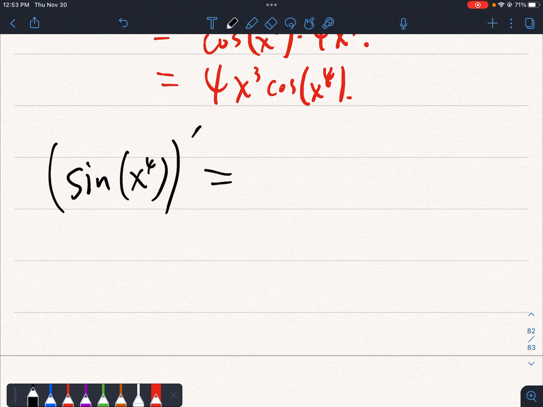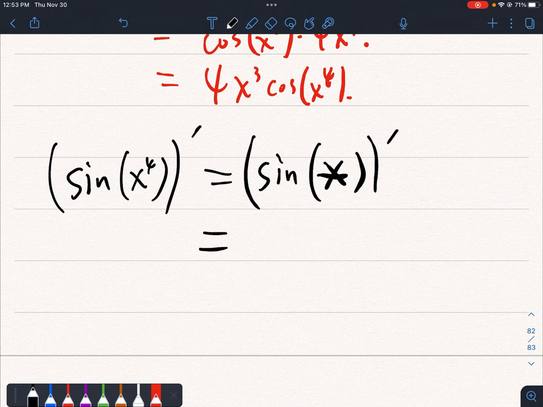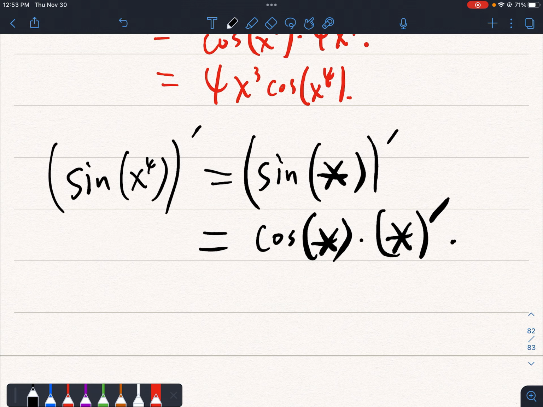So if you want to find the derivative of sine of x to the fourth, you first consider this as sine of something. So let's write this as sine of something, and then take the derivative. Then you first think about this something as a variable, and then take the derivative with respect to the star. So then this will give you cos of star, but it is not the end. You also need to take the derivative of this star.